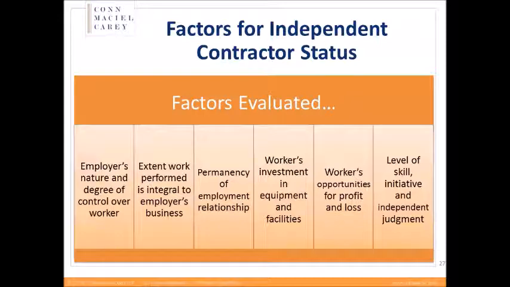This particular factor focuses on the worker's ability to exercise managerial skills and their own independent initiative and judgment on the job. If they are exercising those types of skills, then it's going to be more likely that they're an independent contractor because it gives them the opportunity for either profit if they're more efficient at a job or loss if they're less efficient at a job. And then finally, the last factor is going to be the level of skill, initiative, and independent judgment.